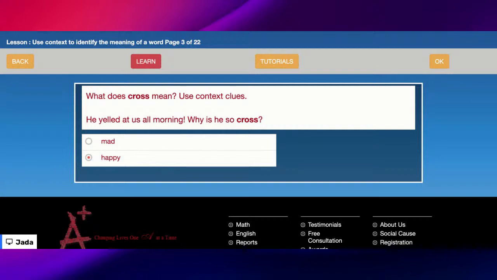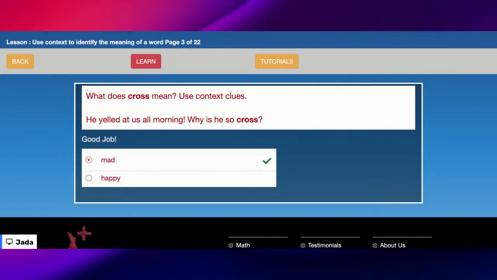So mad. Okay, correct. It means mad, yes. Because if he's yelling, meaning he's shouting, okay? Someone cannot be happy with you and then they are yelling. No. So if he's yelling, it means he's mad. Good. Okay.